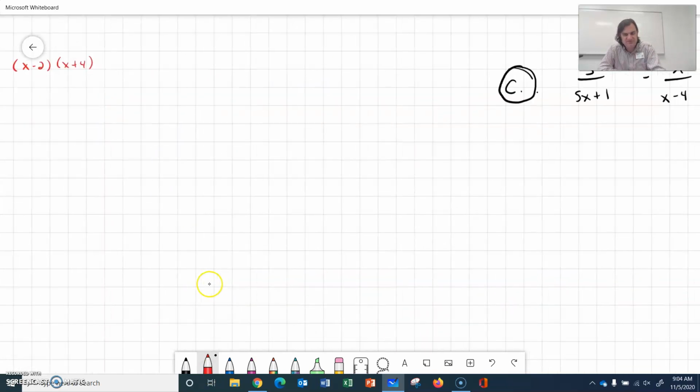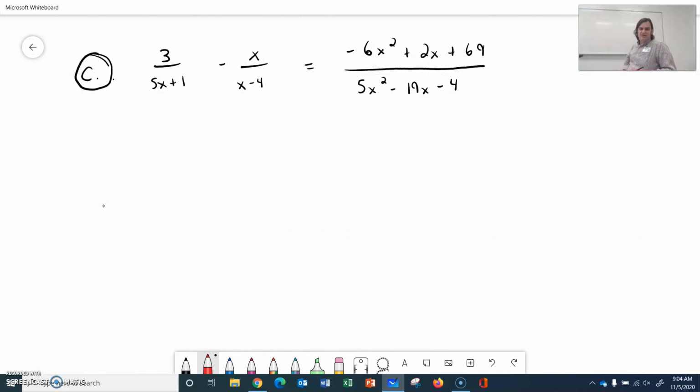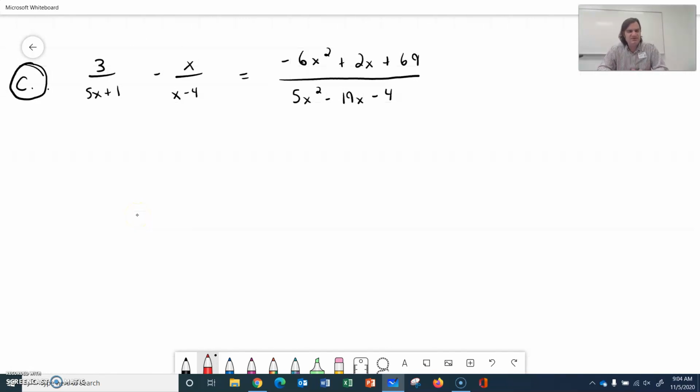Okay, one more practice problem. This one here is the fraction 3 over 5x plus 1 minus the fraction x over x minus 4, and that's equal to a big fraction with numerator negative 6x squared plus 2x plus 69, denominator 5x squared minus 19x minus 4. Okay, so this is going to take a little bit of work, so let's do it. We already automatically see we're going to need to multiply by 5x plus 1 and x minus 4. And we're really hopeful that those show up in the denominator on the right-hand side.